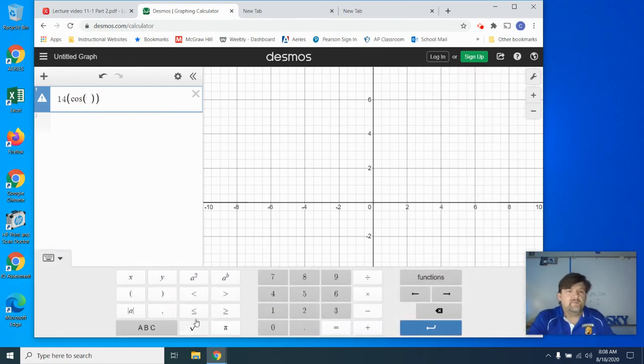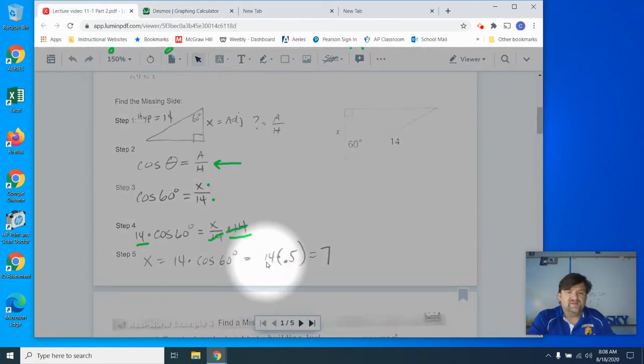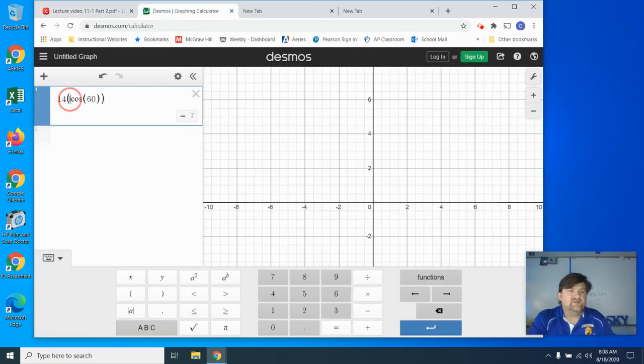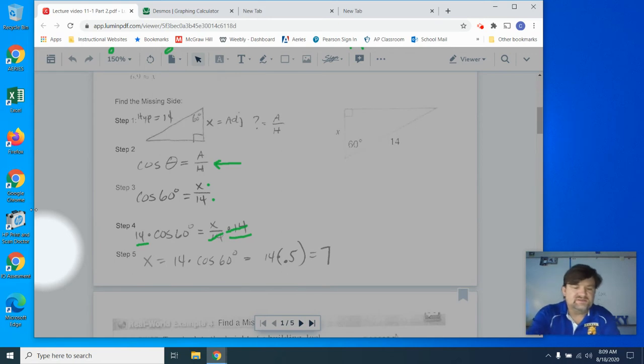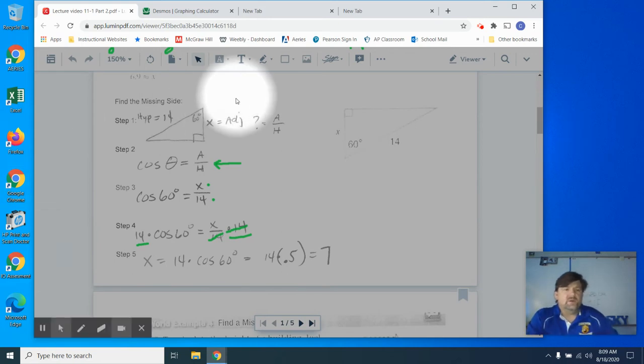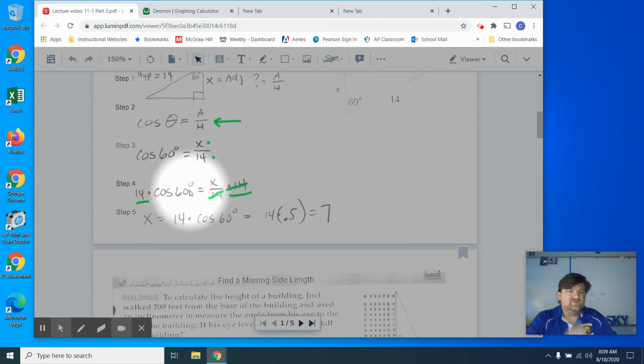And so I made sure it's degrees, and it was cosine of 60 degrees, and my answer is 7. So that's where I end up with this answer here. So the cosine of 60, let's go back one. If I just do the cosine of 60, I get 0.5 right here. If I get 0.5, now when we go back to this one, there's my 0.5. 14 times 0.5 is 7. So as we work with this stuff, you're going to have to be able to use your Desmos calculator.